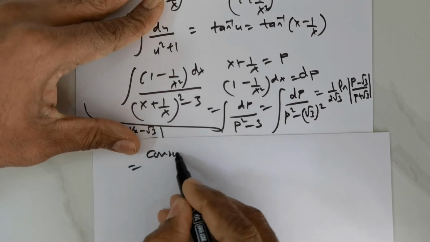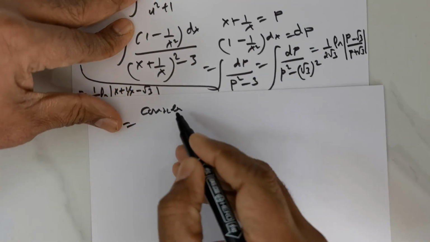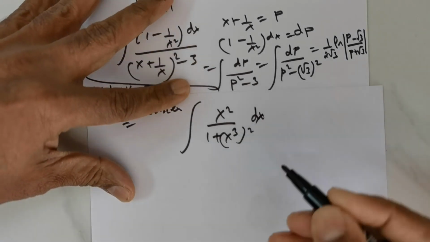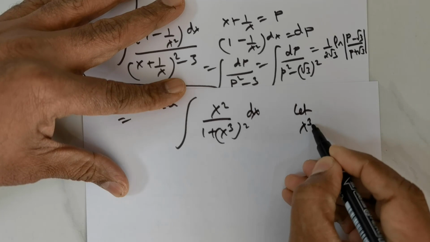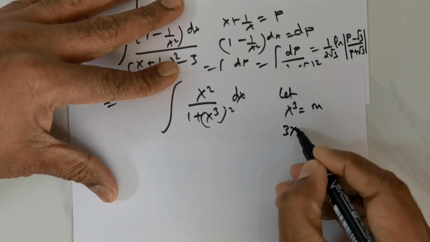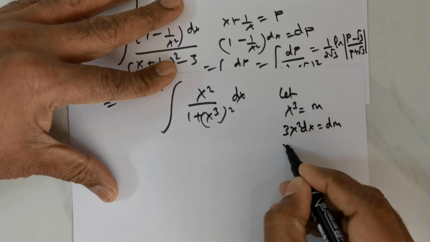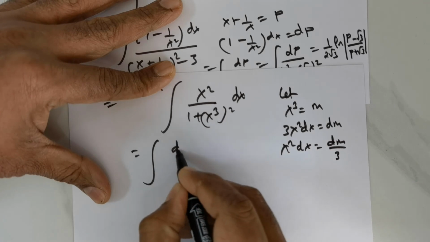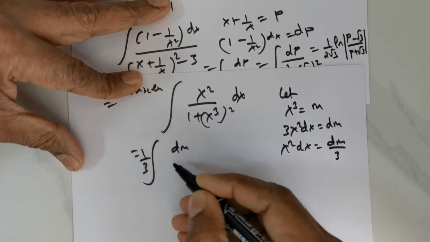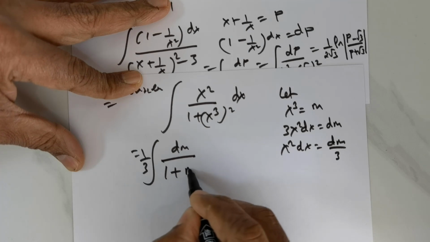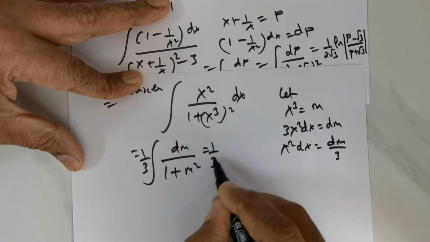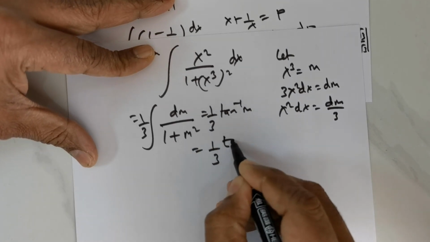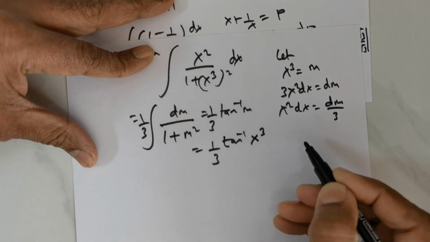Now what I need to do, I need to consider the left out quantity, x² over (1 + x³)² times dx. Now I'm going to take x³ equal to some m. This is 3x² dx is equal to dm. So x² dx is equal to dm over 3. Substitute that. This is equal to 1 over 3 times the integral of dm divided by 1 + m². Now what is this? This is again tan inverse of m, which is equal to 1 over 3 tan inverse of x³.